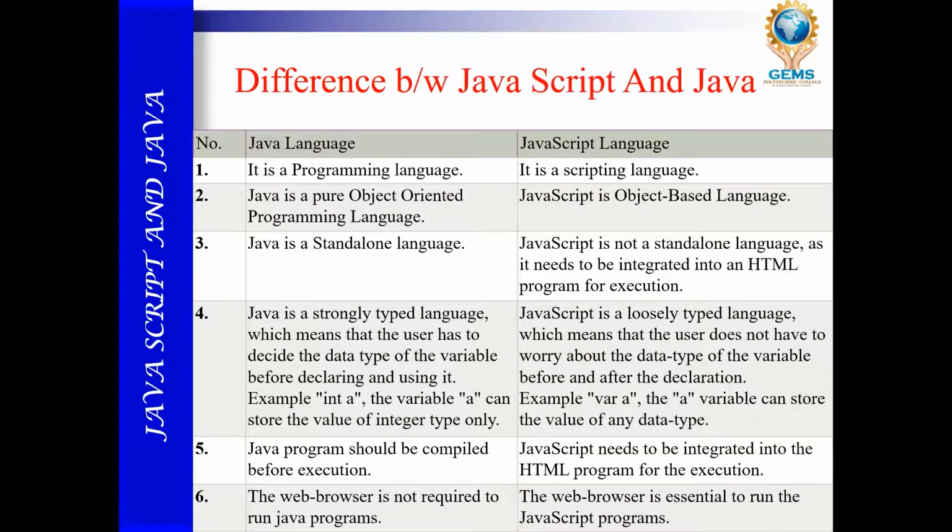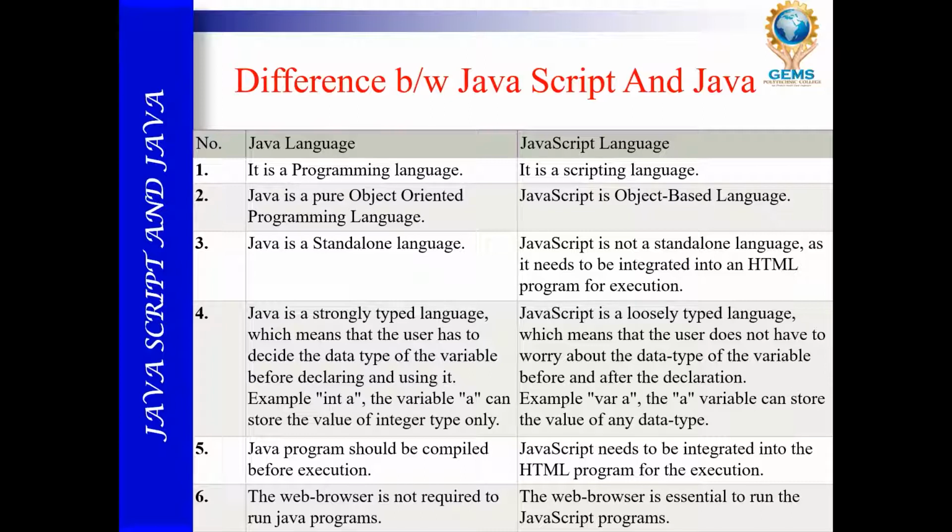Next thing is, a Java program should be compiled before execution. JavaScript needs to be integrated into the HTML program for execution. So in Java, once you write the code, you go for execution. That's all. JavaScript is not like that. JavaScript should be integrated with the HTML language for execution. JavaScript will not execute alone, but it will be integrated with HTML for execution. That we have to understand. It is a combination with the HTML language.